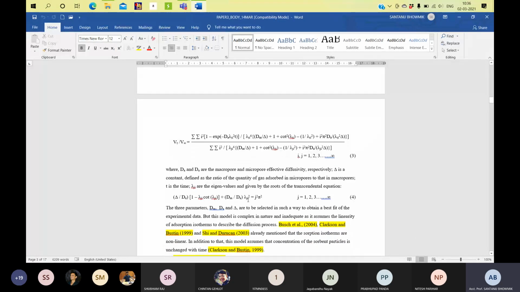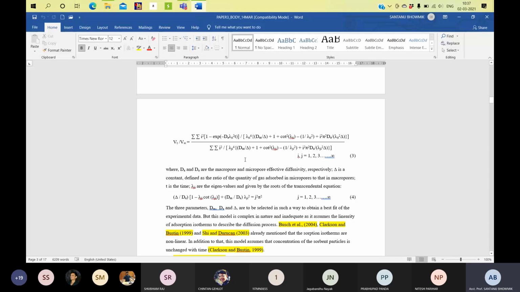It is a transcendental equation because you have to calculate the lambda, but the same lambda is also a variable within the trigonometrical expression. Just like theta and sine theta, you are given an equation and you have to calculate theta, so you will not be able to solve it directly. So this is the concept of the bidisperse pore modeling.